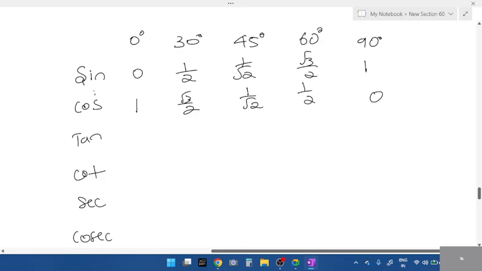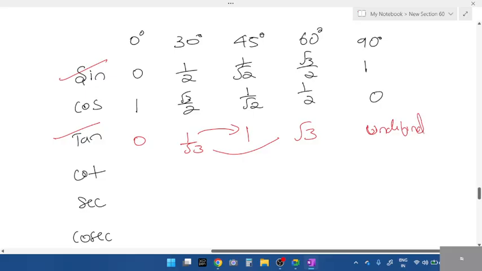Next, I'll explain tan. I just want you to memorize the sine values and tan values. Sine is given. For tan, look: 0, 1 by root 3, then 1, root 3, and undefined. Write these three. First, memorize sine and tan. Other things are easy.